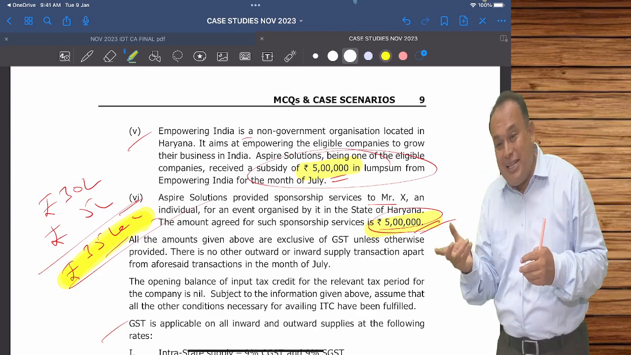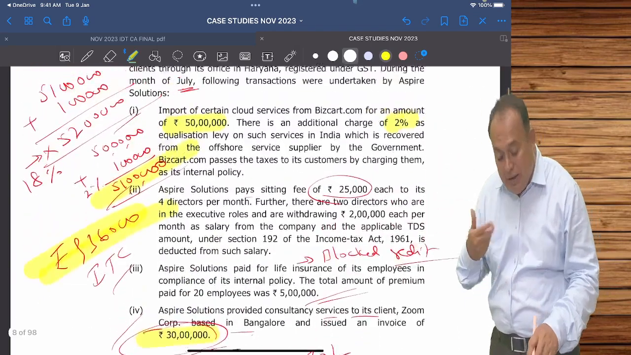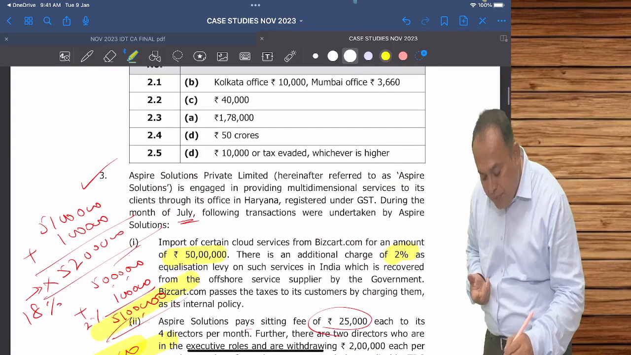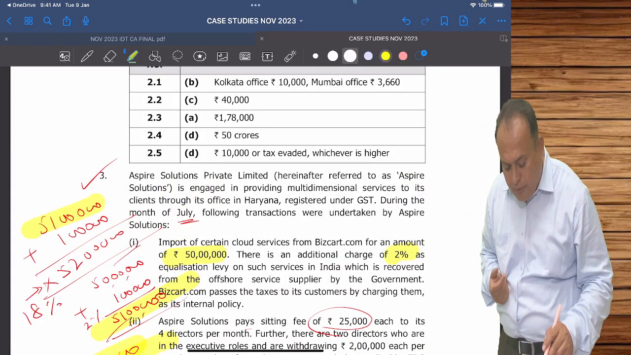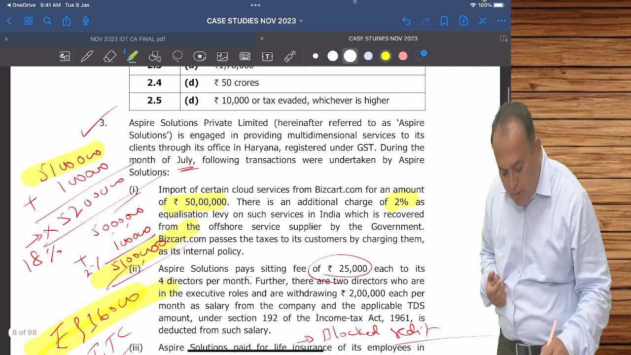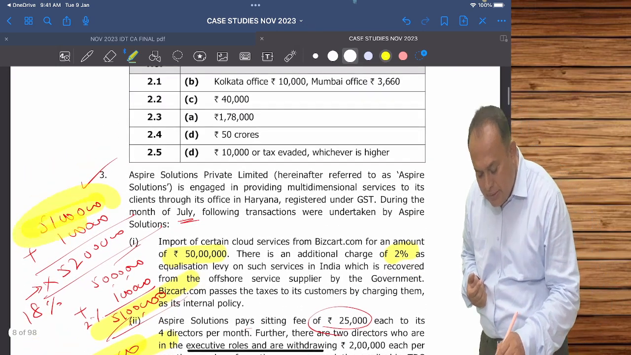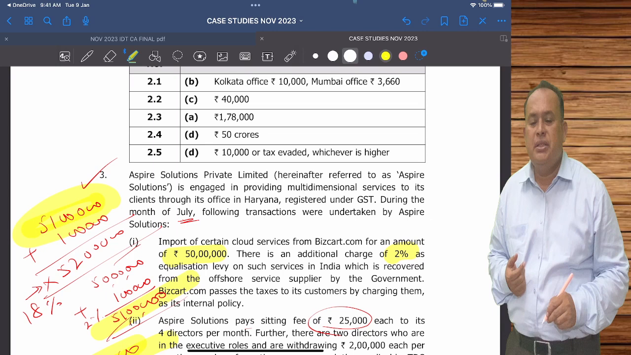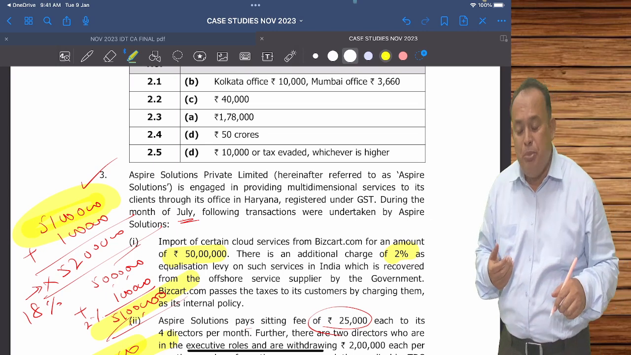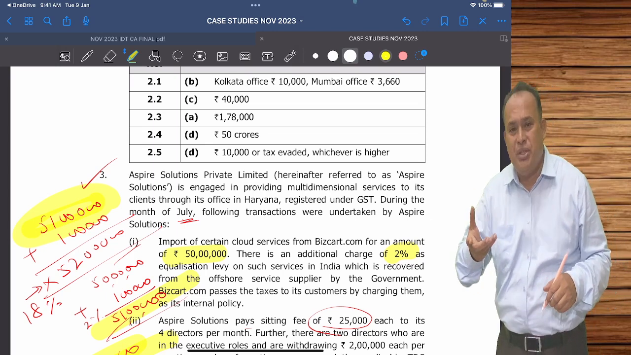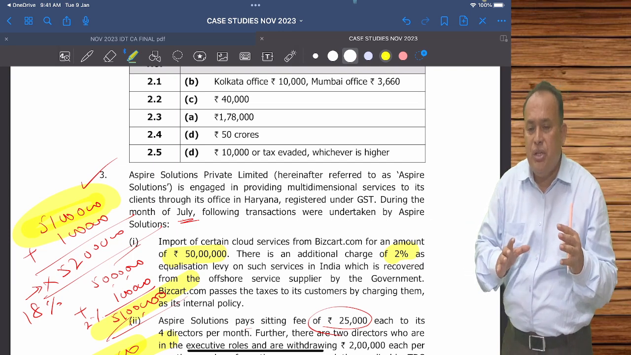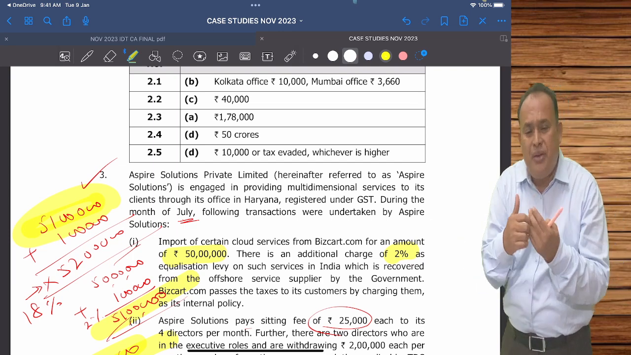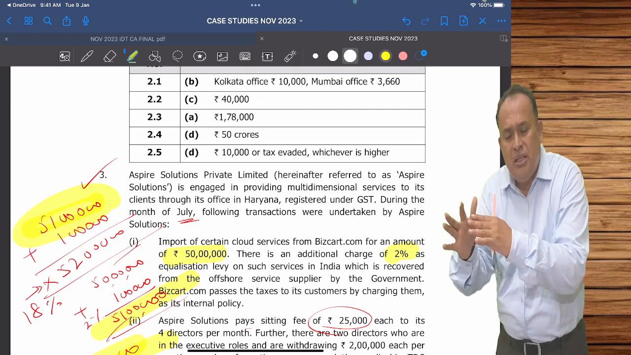But they have input tax credit how much? The value of inward supply here almost all 51 lakhs. The inward supply, 51 lakhs. They import services. That means their outward supply hardly 40 lakhs, inward supply 51 lakhs. That means they have more credit than their liability to pay.